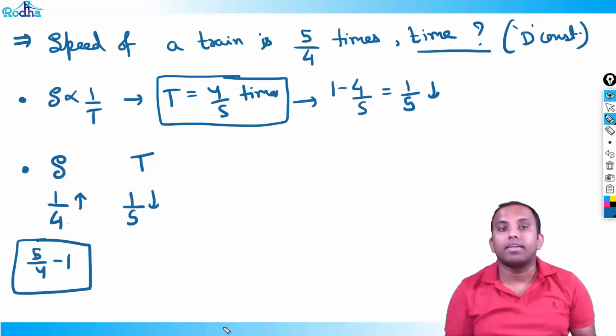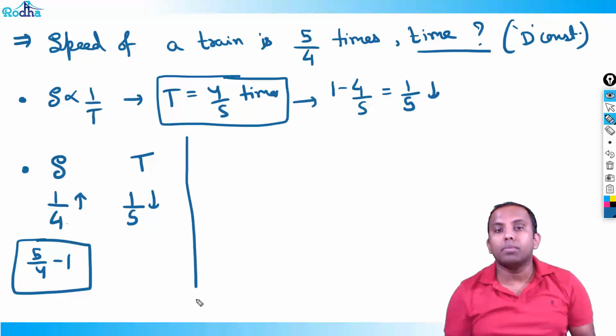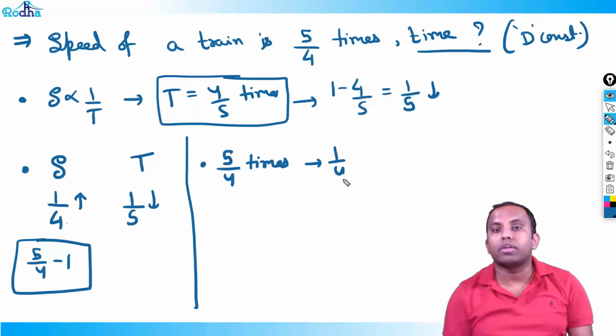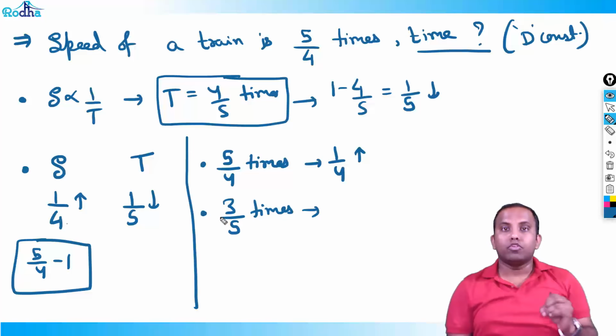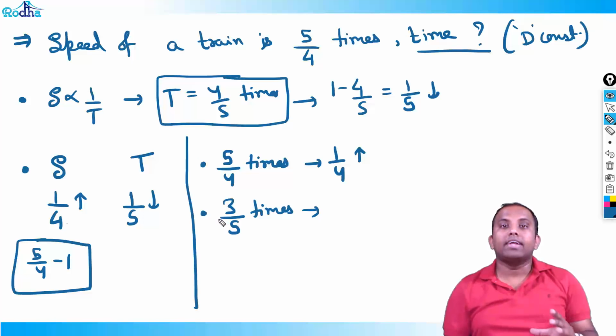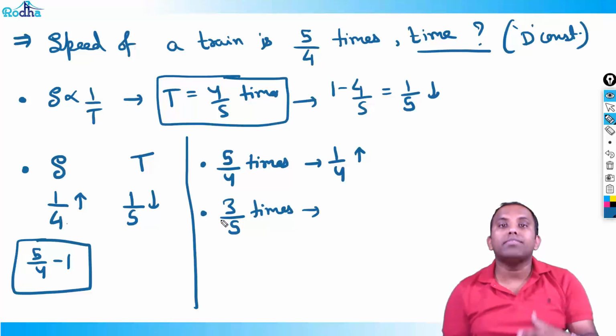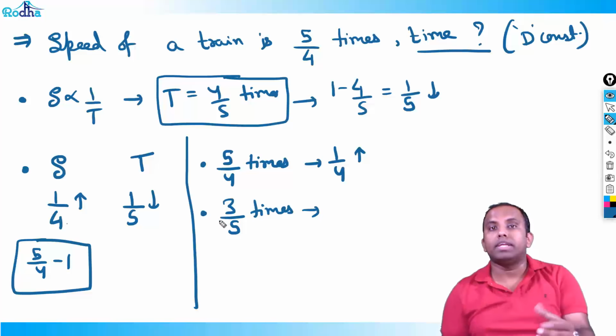That's what I'm discussing, right? If a quantity becomes 5 by 4 times, that means the actual increase is 1 by 4. If a quantity becomes 3 by 5 times of itself, suppose your wallet has 100 rupees now and the money becomes 3 by 5 times. So 100 into 3 by 5 is 300 by 5, that is 60. So 100 to 60, it has reduced, right?